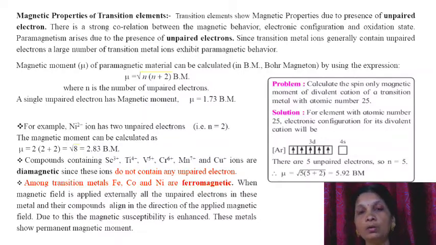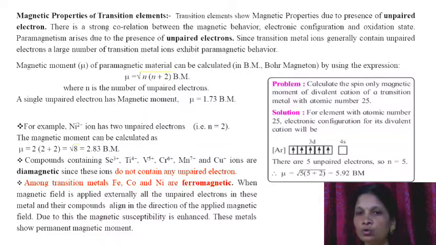Now, how is the problem asked over here? Calculate the spin only magnetic moment of the divalent cation of the transition metal with atomic number 25. Firstly, you have to write the block diagram for this atomic number 25 metal. The solution is given here. For the element with atomic number 25, the electronic configuration of its divalent cation will be Ar, in 3d we see 5 electrons. See the figure. And in 4s there are 0 electrons. So 5 unpaired electrons are there. So n is equal to what?